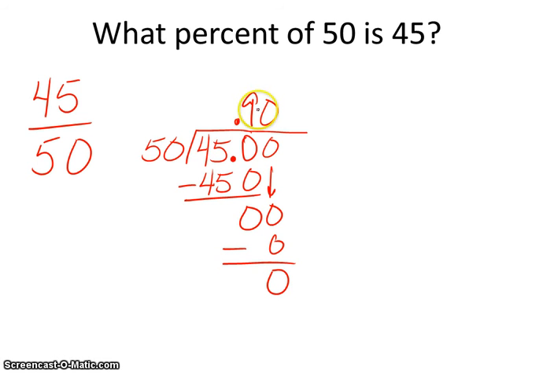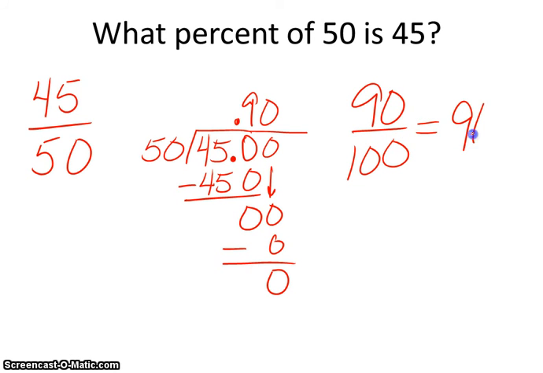45 out of 50 as a decimal is 90 hundredths. If I wanted to turn that 90 hundredths into a percent, I could write it as a ratio. And 90 out of 100 is 90%. So, if I got 45 out of 50 possible points on a test, I would have gotten a 90%.